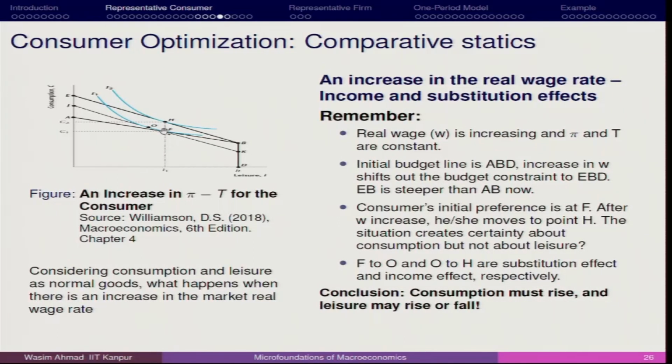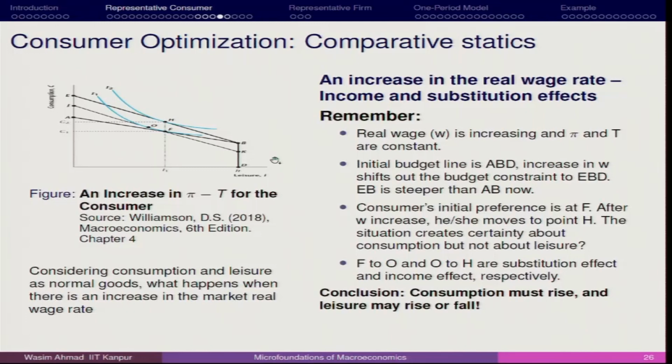What we saw at point H is that with the income effect the consumer was having a good time, meaning more consumption but no effect on leisure. But because of the substitution effect, leisure is also getting costlier, and there is an impact on consumption, though on the positive side. So, the movement from F to O we call the substitution effect, and from O to H we call the income effect. Both have an important role.